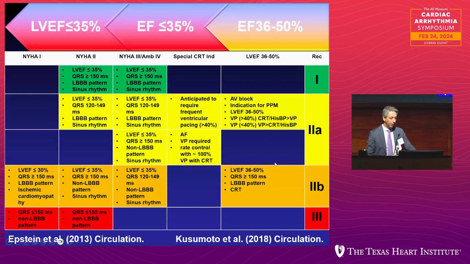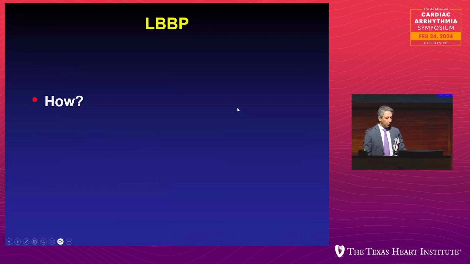In the 36 to 50% range, the only indication for infrahisian disease is left bundle branch block with QRS duration greater than 150 milliseconds. And then in similar situations, special indications include a high degree of RV pacing or atrial fibrillation with a slow ventricular rate or planned AV nodal ablation. So now the question is, is there anything better?